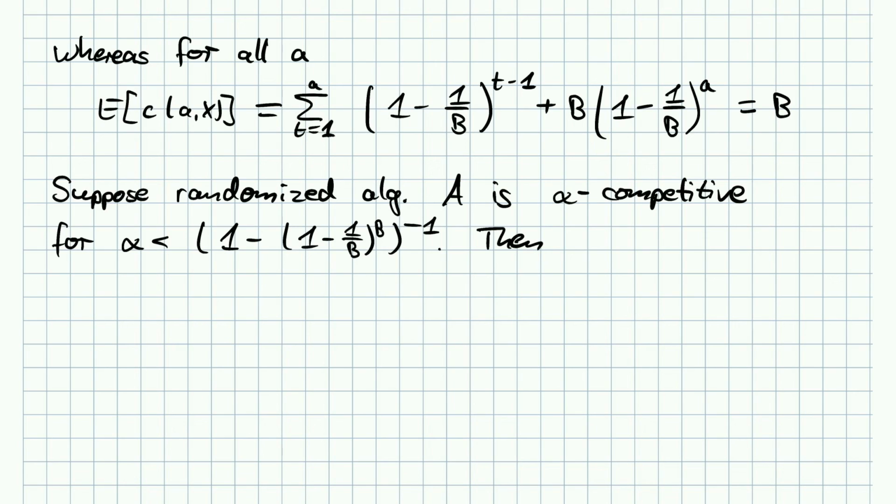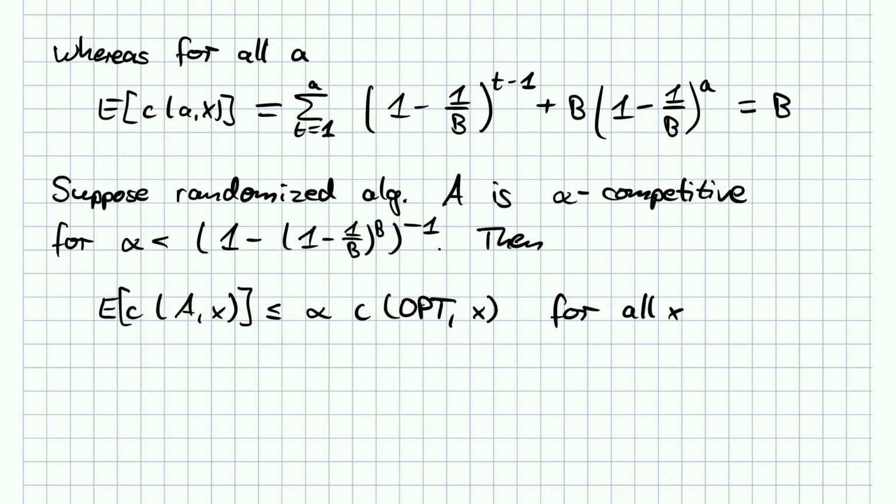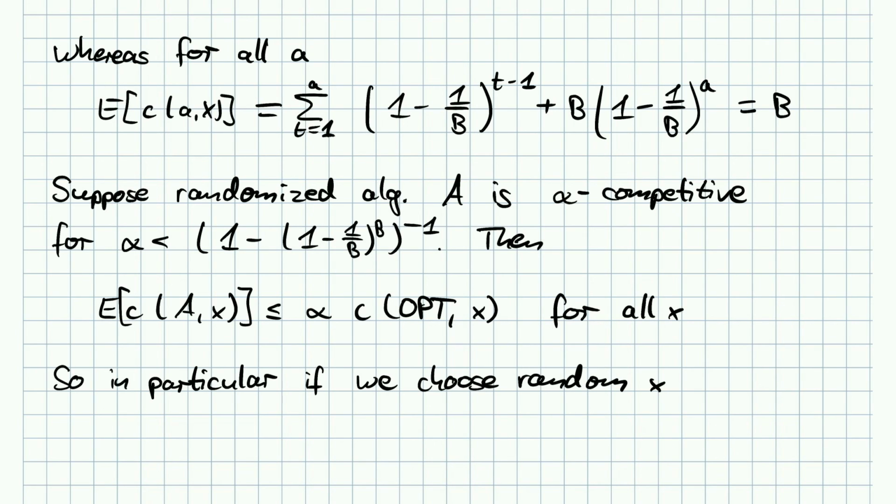Of course we would have that the expectation of A on x is smaller than alpha times the cost of the offline optimum, for all x. So in particular, if we choose a random x, then the expected cost for a randomized algorithm against this random x would of course be at most alpha times the expected cost of the offline optimum of this random x.